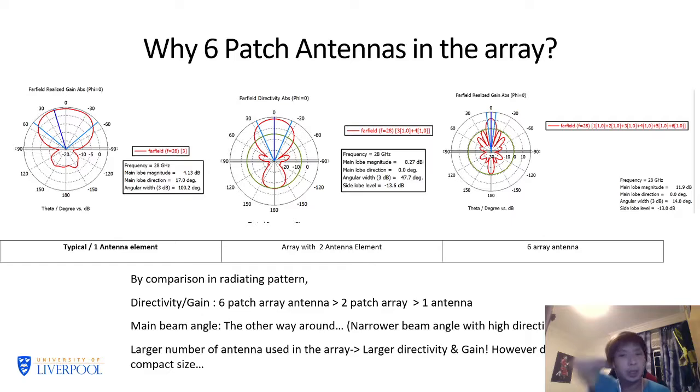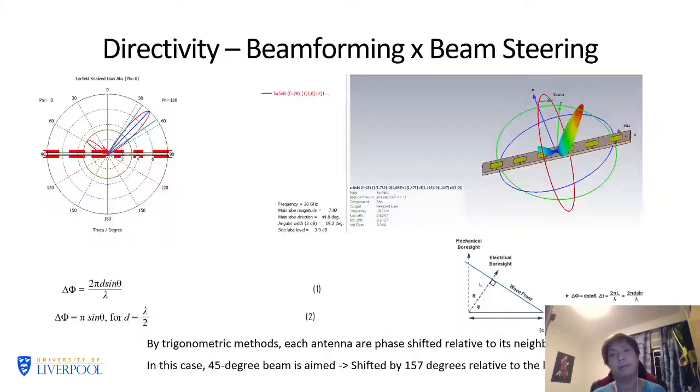So why were 6 patch antennas used in the array? As we see, the directivity is much improved, and the main beam angle becomes much narrower. You can see this from 1 antenna element to the 6 element array. However, we could further increase the number of patch antennas in the array, but due to the compact size of the smartphone, 6 is enough.